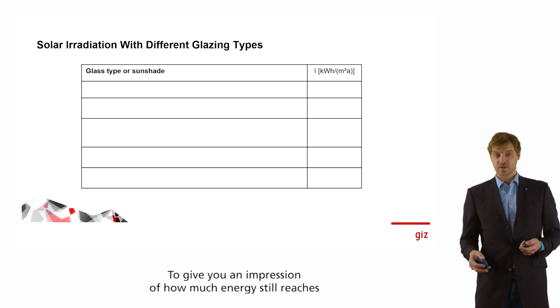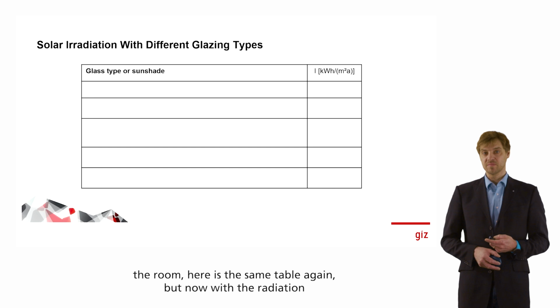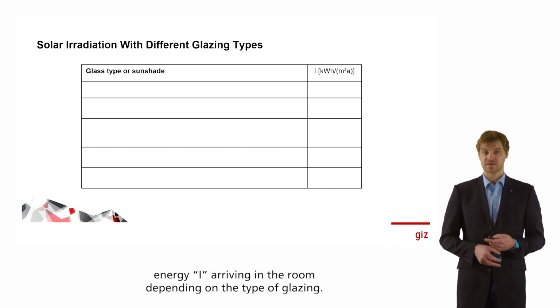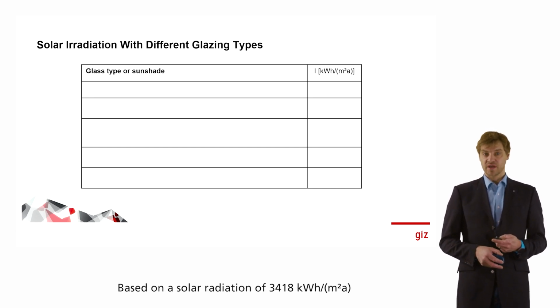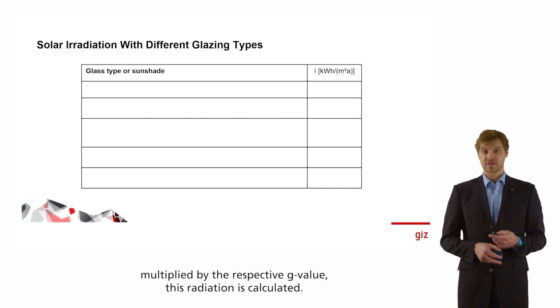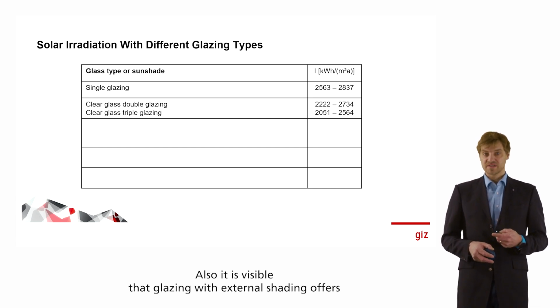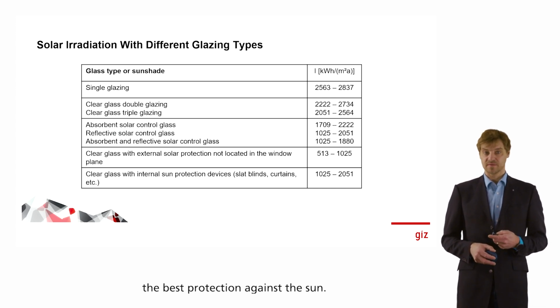To give you an impression of how much energy still reaches the room, here is the same table again, but now with the radiation energy I arriving in the room, depending on the type of glazing. Based on a solar radiation of 3,418 kilowatt-hours per square meter in the year, multiplied by the respective G value, the radiation is calculated. Also, it is visible that glazing with external shading offers the best protection against the sun.